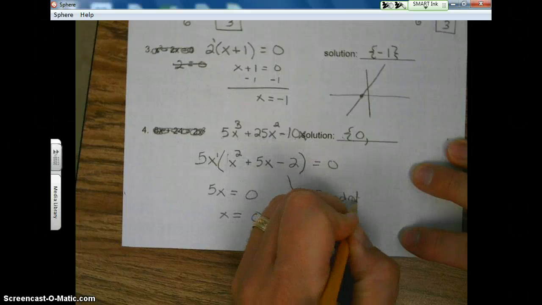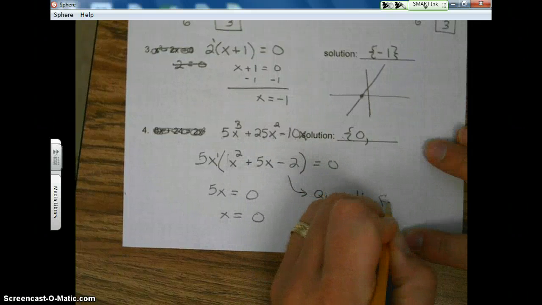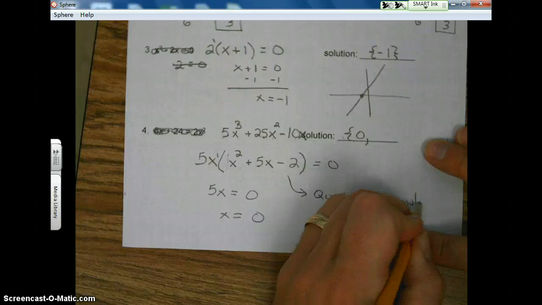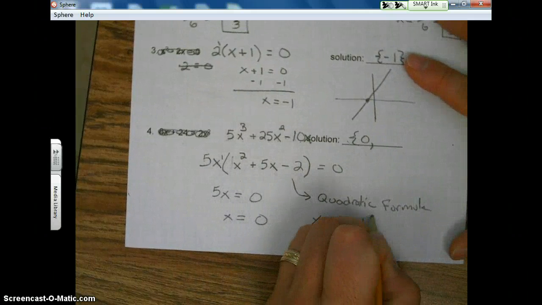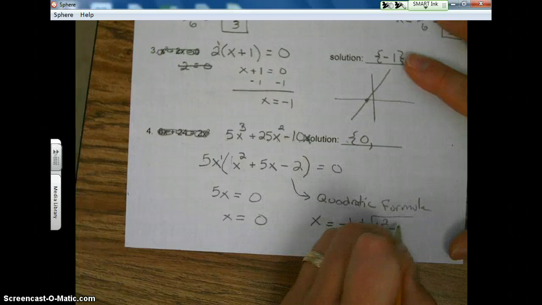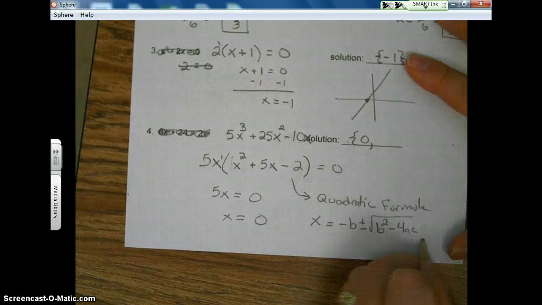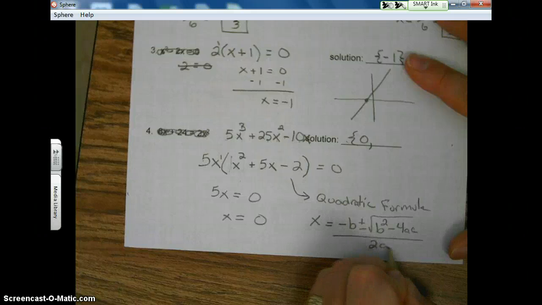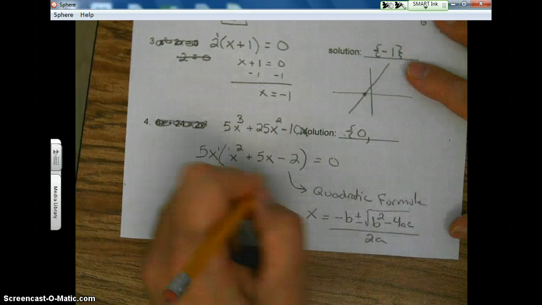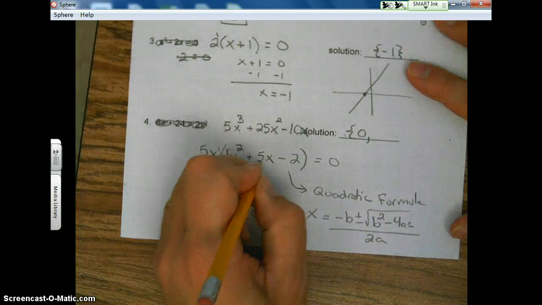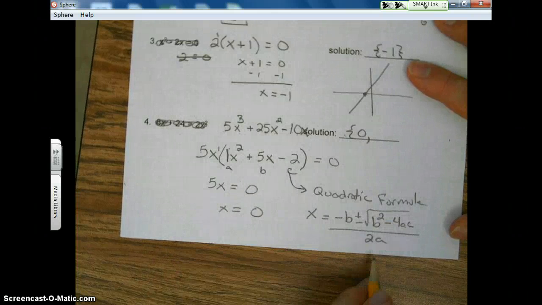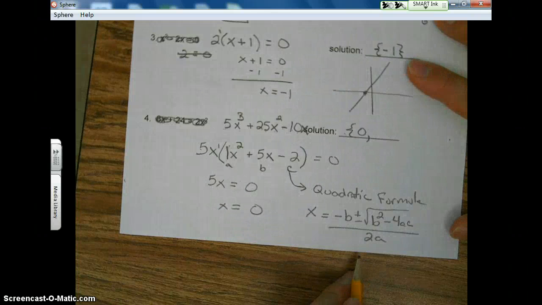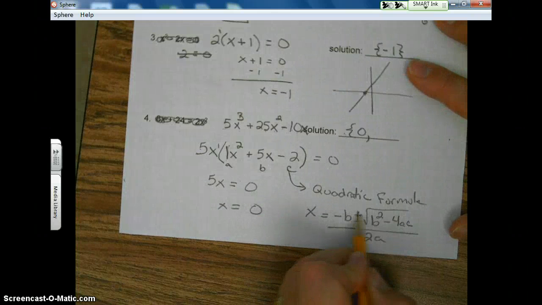Quadratic formula. X equals -b plus or minus the square root of b squared minus 4ac over 2a. Are you still awake? Wake up. A is 1, b is 5, c is -2. We would plug it in, and you're going to get 2 answers.